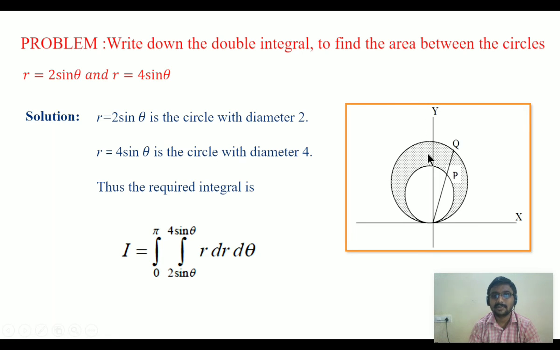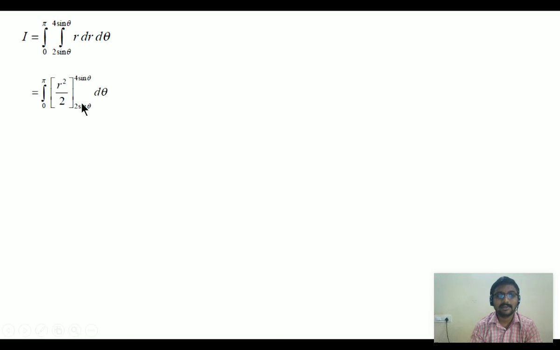For this closed region, r moves from 2 sin theta to 4 sin theta and theta moves from 0 to pi. Now we have to evaluate this double integration first with respect to r. But what is the integration for r? r square by 2. Substituting the upper limit as 4 sin theta and then the lower limit as 2 sin theta.